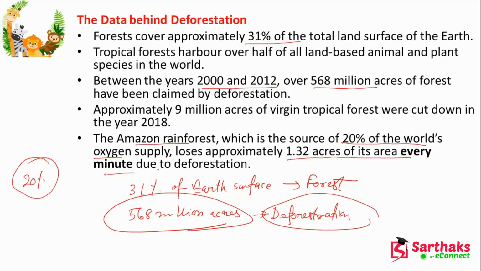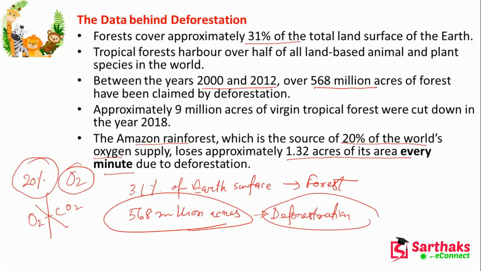There may be some forest fire, there may be other reasons, there may be some ill motivation of other people also, but for the Amazon rainforest, you can see that we are losing 1.32 acres of its area every minute due to deforestation. That means we are losing oxygen quantity. That means the oxygen and carbon dioxide balance in the atmosphere will break. That is the main important thing.